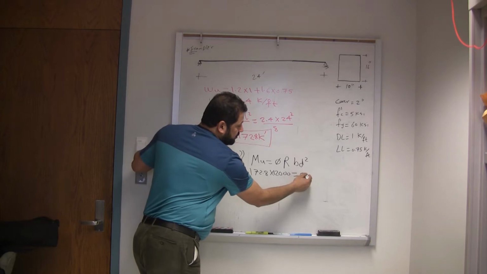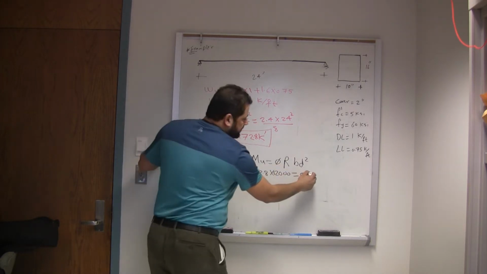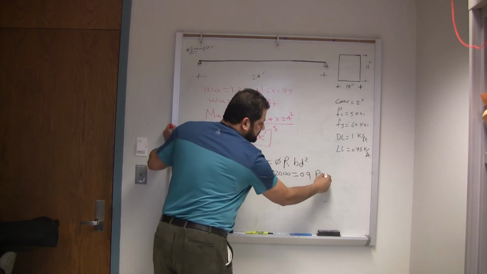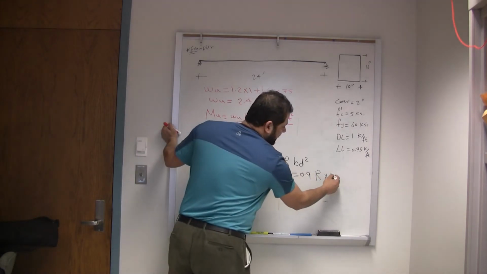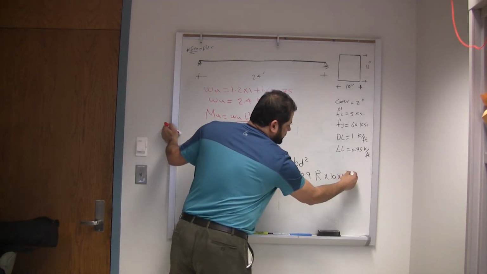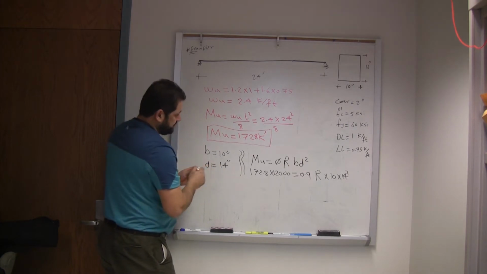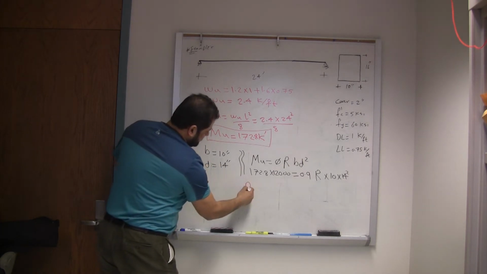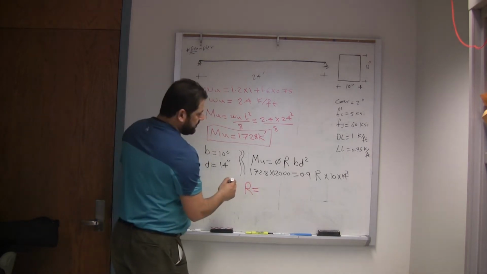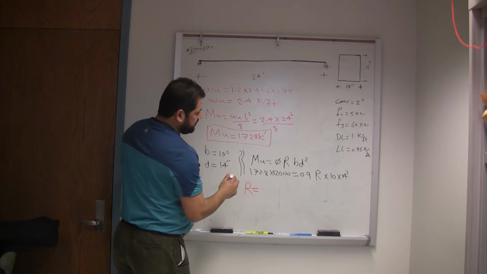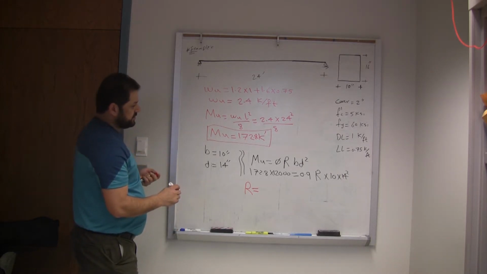Equal 0.9, this is the phi factor, and we're going to check it, times R times B, which is 10, and D is 14. So 10 times 14 squared. If you do this, you will calculate R equal 1175.